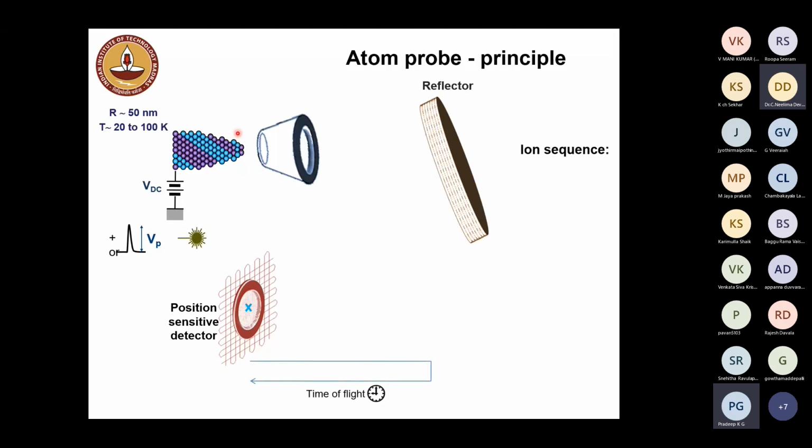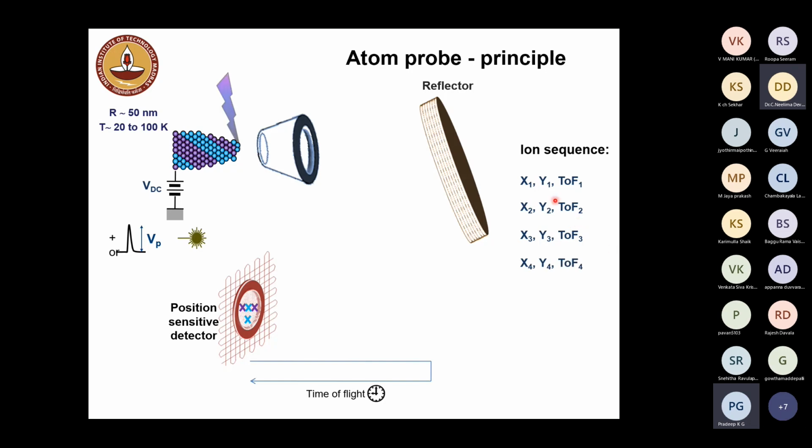The moment you trigger the pulse, an atom at the apex of the tip becomes ionized, travels through this fixed trajectory, and reaches the detector. As it hits the detector, we are able to see the X and Y position at which it hits the detector, and the time, which is the time taken by each individual atom to travel the same distance, which is the time of flight.